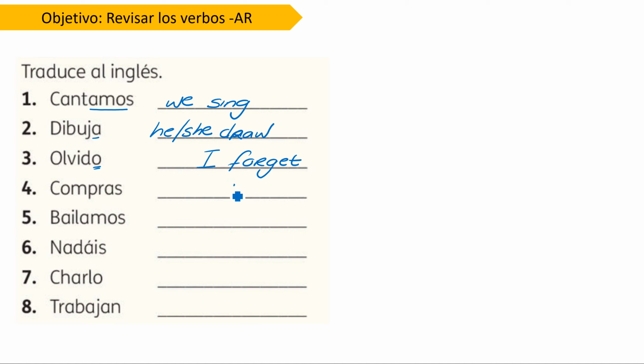Compras is from the verb comprar, which is to buy. Compras is the ending for you, so it's you buy. Bailamos is dance. Amos is the ending for we, so it's we dance. Nadar is the verb to swim. The ending is áis, so it's you, but this now is plural. So it's ye swim, plural.